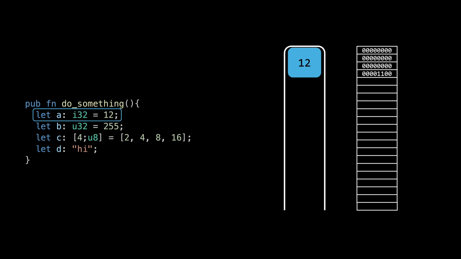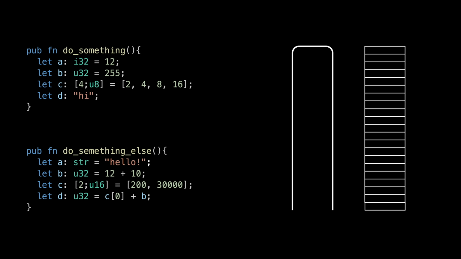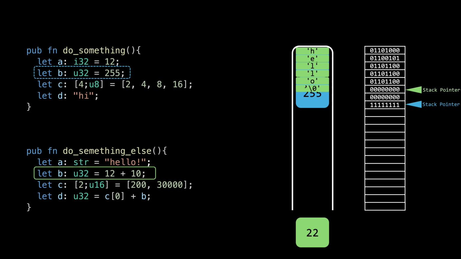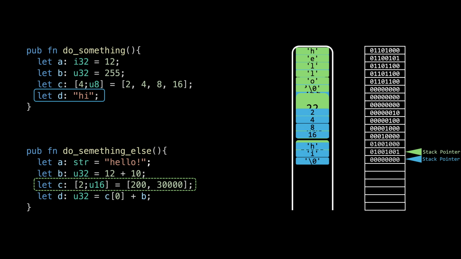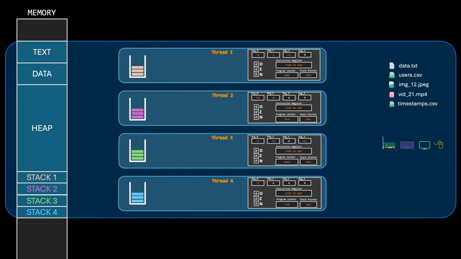Remember, the stack is a fast and efficient way to organize and access local variables in memory. If two functions in the same process run concurrently and share the same stack, they could easily overwrite each other's data. Hence, each thread must have its own stack.